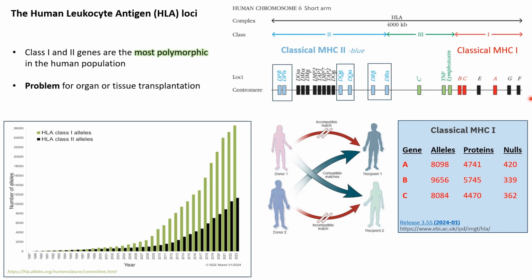What about the polymorphism? Well, we keep discovering more and more alleles, and the number is huge. And here is a timeline historically from 1987 coming all the way up to 2023. And along here are the number of these alleles. The light green are the class A and the black is class 2. And look at the numbers here. 26,000 class A alleles.